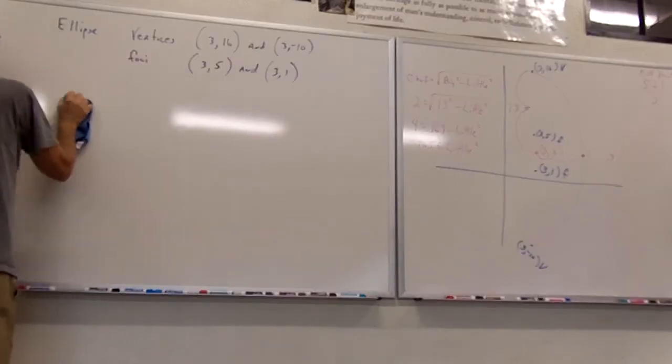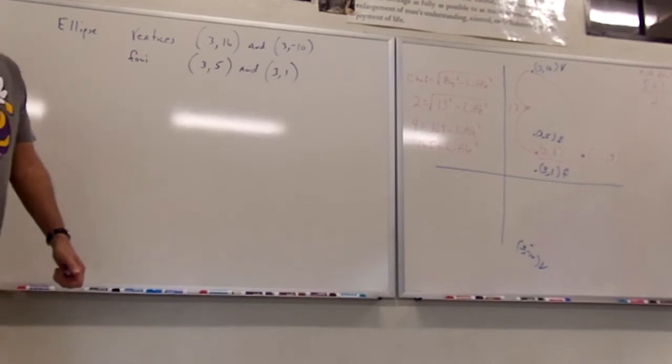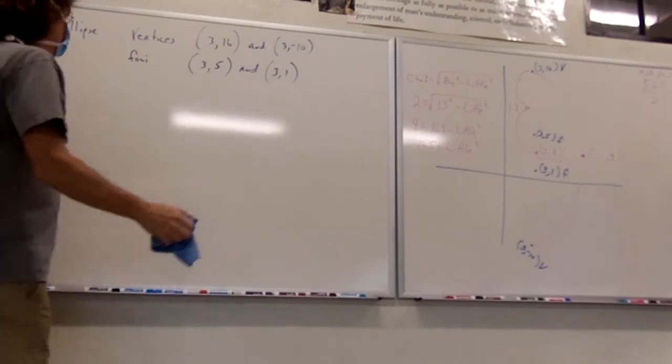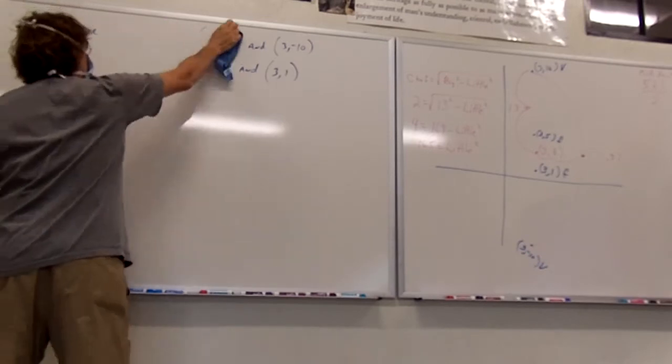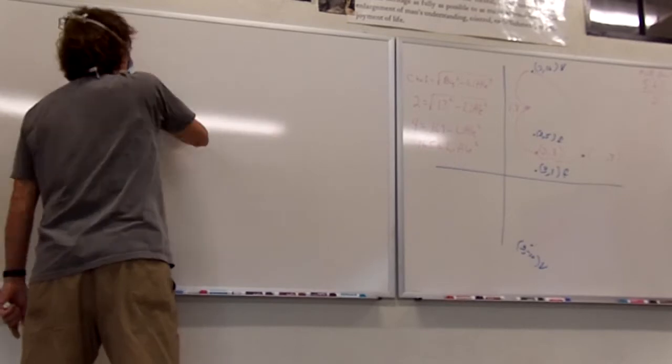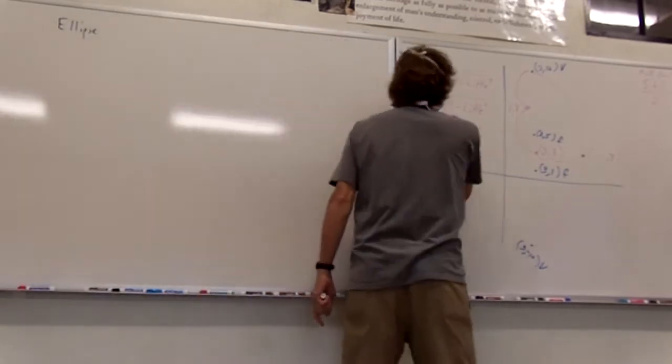Every once in a while, when I make these up on the board, I'll make up one that has more than one formula. You could actually have two different ellipses that went through the points that I described. And I try not to do that too often, but it happens. All right.